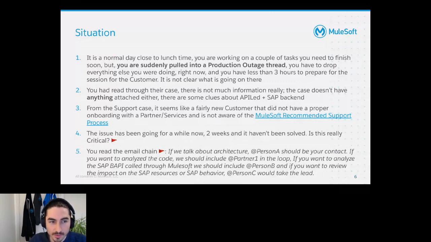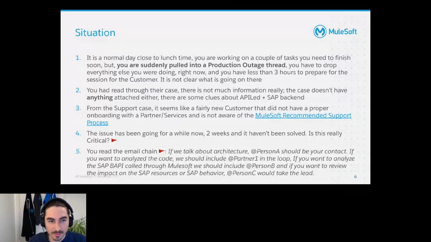On point number 4, the issue has been going on for at least 2 weeks, and it has not been solved. The question raised there, the red flag that you can see, is: is this really a critical issue? Okay, now you're going to do the last bit of information input you can get. You read through the email chain in a desperate attempt to understand what is going on.